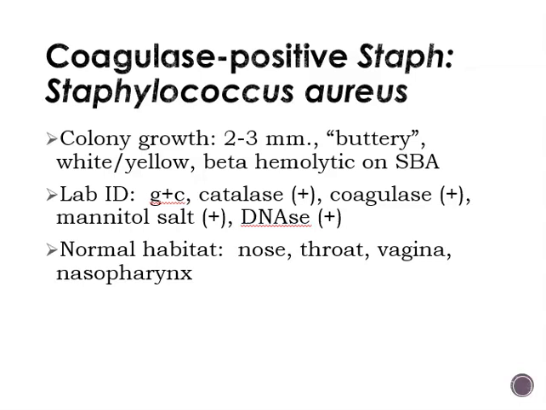Some of the normal habitat, so places that you would find it on the human body: nose, throat, skin, vagina, nasopharynx, in about 15% of the population. So those folks would be considered carriers of the organism.